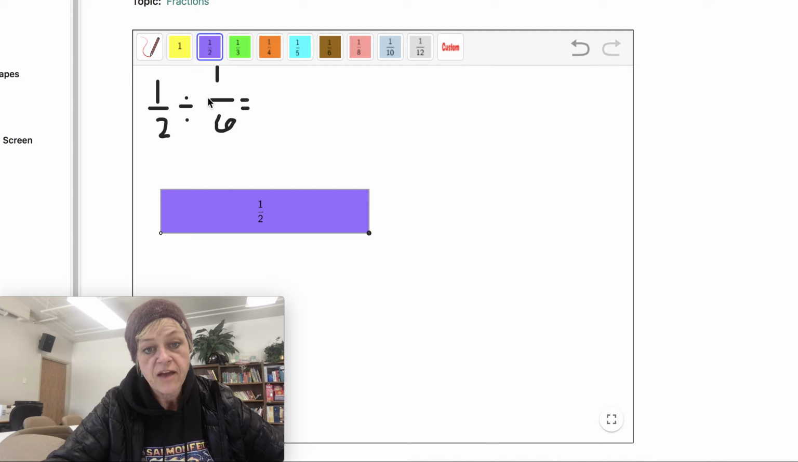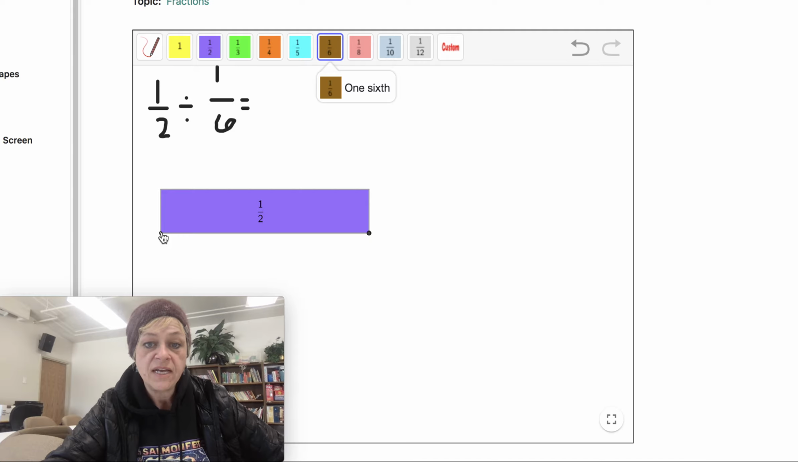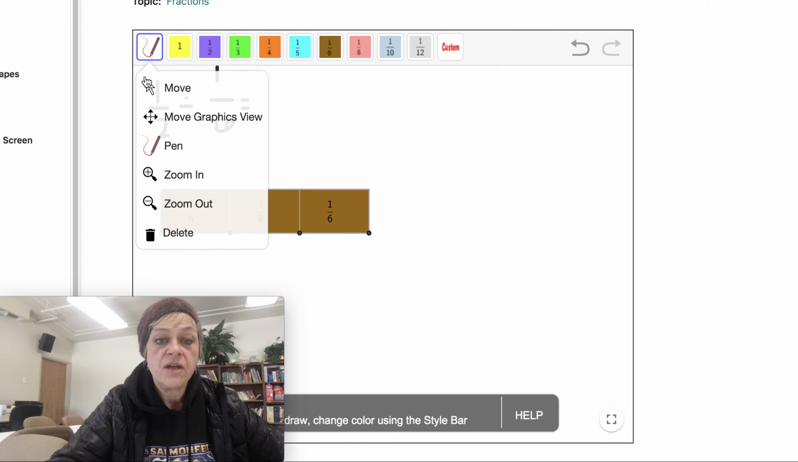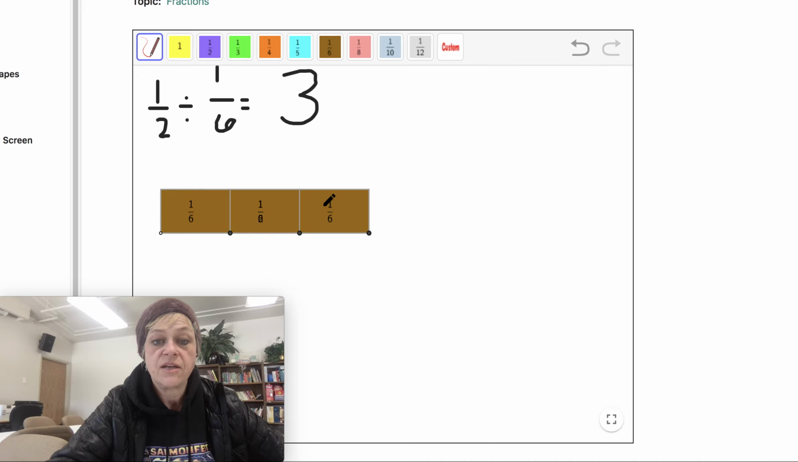And we're going to divide 1/2 by 1/6. So let me find that little tool. And let's see how many 1/6 fits in 1/2. 1. Oh, I am already making a prediction here. 2, 3. 3 of them fit into 1/2. So the answer to that is 1/2 divided by 1/6 is 3. So 1/6 fits into 1/2 3 times.